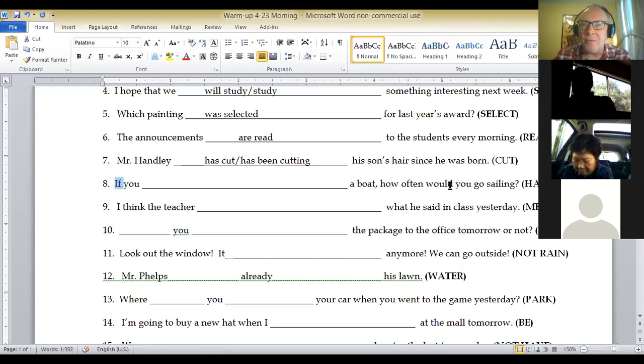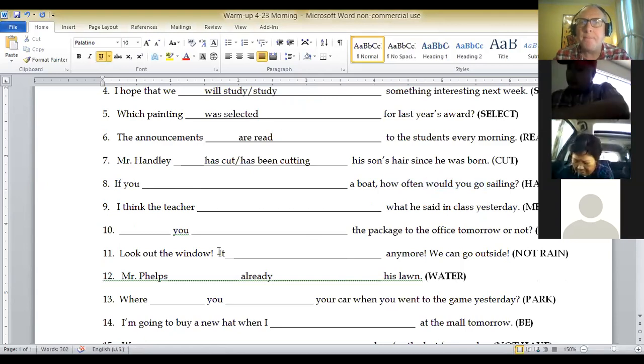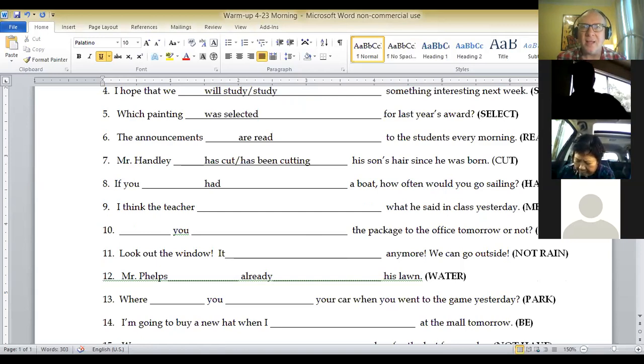Now the next one has if, but this one is more for my level 5s and my level 6s. Remember last semester we talked about if? Condition. So what we have over here, would. When we have would, what do we need in the if part? Simple past. Simple past, that's right. So if you had a boat, how often would you go sailing? If you had. Right. We'll talk more about that again later in the semester. We're going to get to conditionals, I think, in 2 weeks.